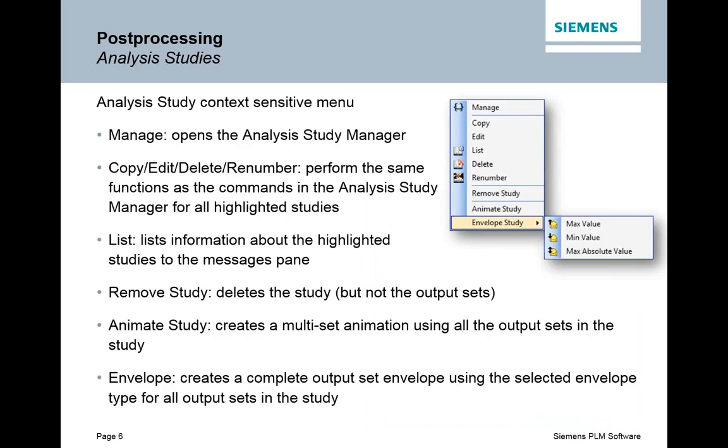So here's that context-sensitive menu again. If you right-click on an analysis study, you can access the manager and perform a lot of functions such as copy, edit, delete, renumber the analysis studies, and you can also do really fun things like enveloping across all output sets within an analysis study. And then here you can see you've got your options for max, min, max absolute value.